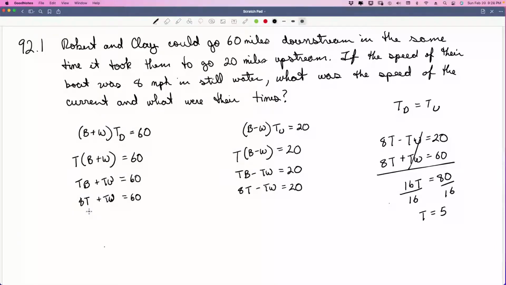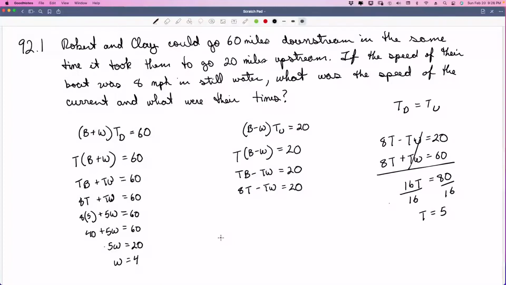So I'm going to say here I have 8 times 5 plus 5 times W equals 60. So 40 plus 5W is equal to 60. So that tells me I can subtract 40 from both sides. 5W is equal to 20. W is equal to 4. So the speed of the water is 4.